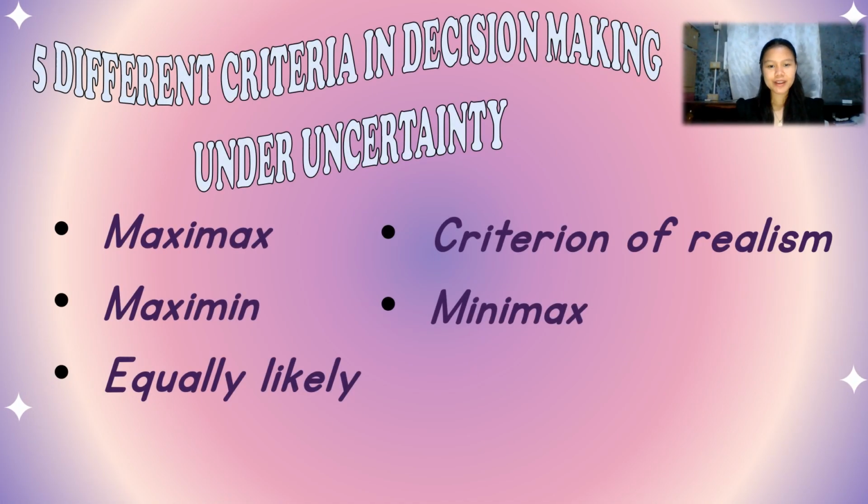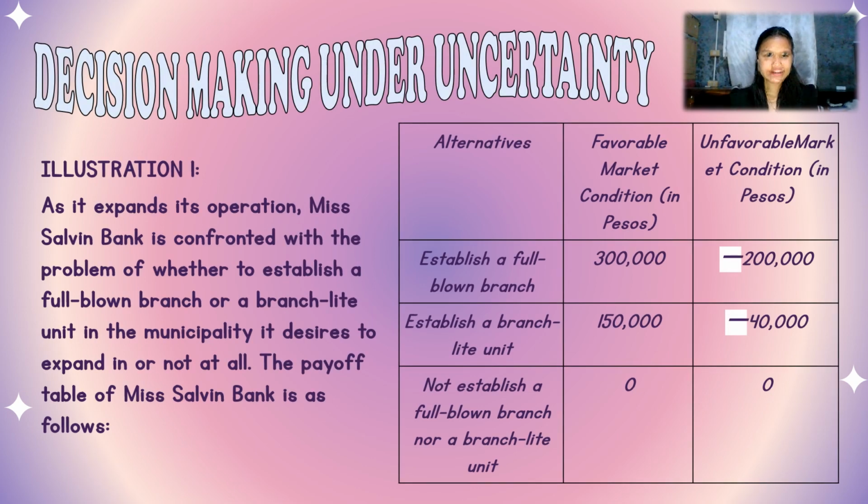And there are different criteria in making decisions under uncertainty. The first one is maximax. Number 2, maximin. Number 3, equal likely. Number 4, criterion of realism. And number 5 is minimax. So, para mas maintindihan natin itong limang criteria, may illustration dito.